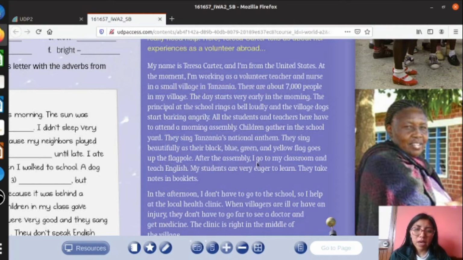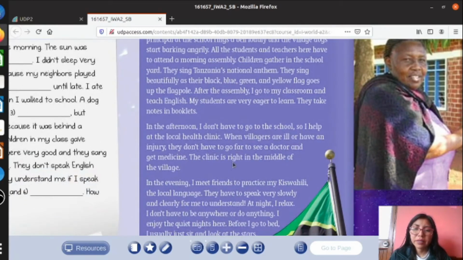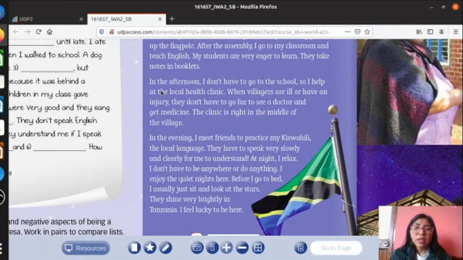After the assembly, I go to my classroom and teach English. My students are very eager to learn. They take notes in booklets. In the afternoon, I don't have to go to school, so I help at the local health clinic when villagers are ill or have an injury. They don't have to go far to see a doctor and get medicine. The clinic is right in the middle of the village.